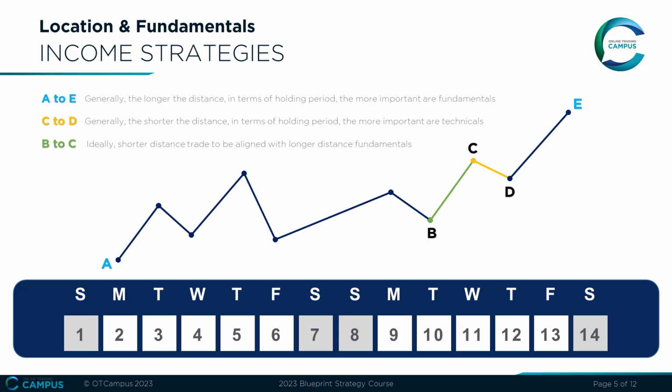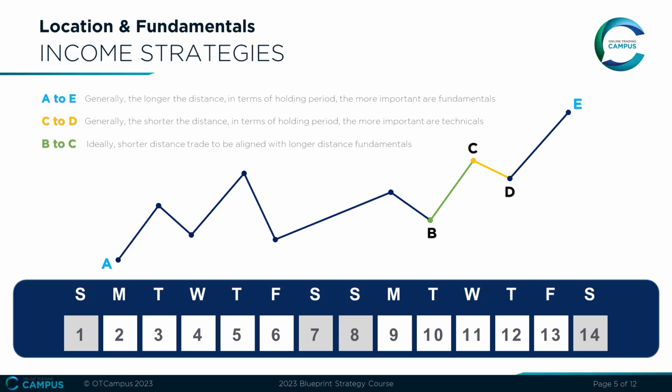So if you, for example, take a look at this really quickly, just to drive home this point, down here you have a calendar in March, and what you're trying to do is predict price from A to E. So you're basically trying to hold price for 2 weeks and you're predicting a rally. The only way this could be done efficiently is if you have bullish fundamentals in this case. And generally, if you look from A to D here in this graph, the longer the distance in terms of the holding period, the more important are fundamentals.